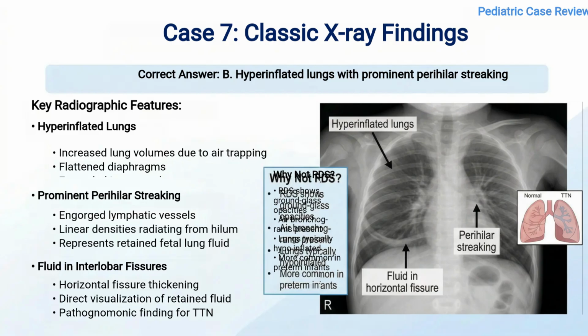of the newborn. In contrast, respiratory distress syndrome shows ground glass opacities with air bronchograms and hypoinflated lungs. The pattern of hyperinflation plus parahilar streaking in a term cesarean-born infant is classic for this condition.